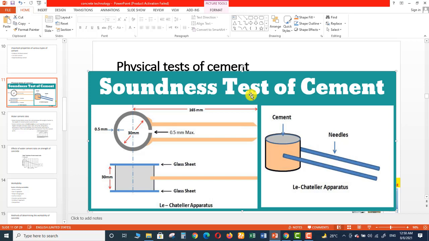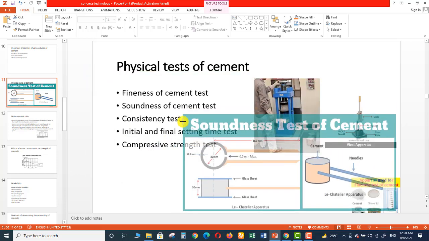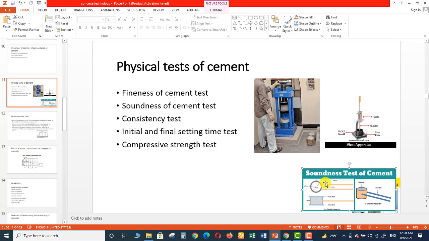A sound cement should not experience any appreciable change in volume after it has set. If there is no appreciable change in the volume, then we can call that cement a sound cement, right? So this is one of the properties. The volumetric change occurs if excess free lime and magnesia are there in cement. Soundness test is performed to discover this effect in a short time. So the apparatus used to perform the soundness test is Lichetier's apparatus. This is the device we use for soundness test of cement.